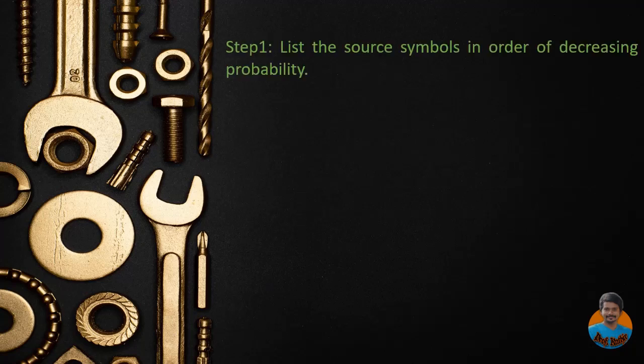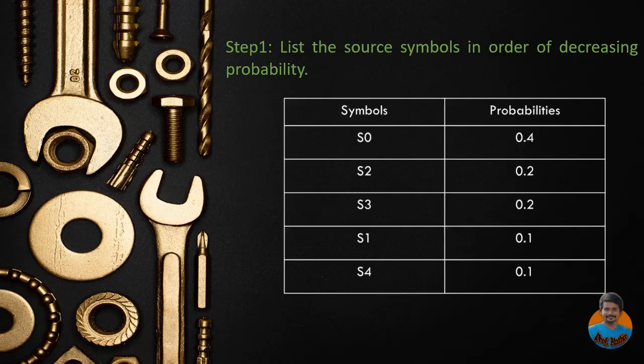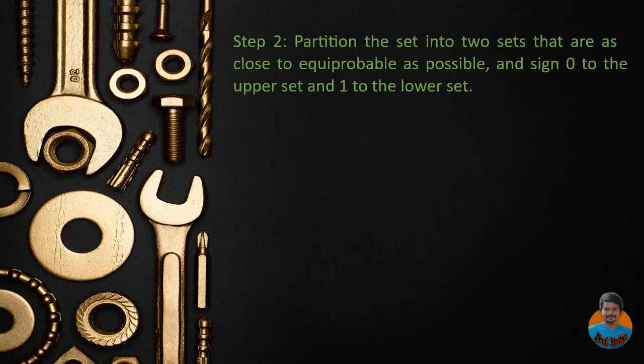According to the algorithm, step 1 is listing the source symbols in the order of decreasing probability. As you can see, the order is completely changed now. I have placed the symbols according to the probabilities. Step 2 is about partitioning the probabilities into two sets by addition.